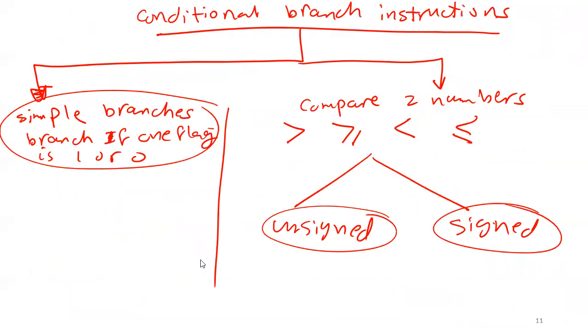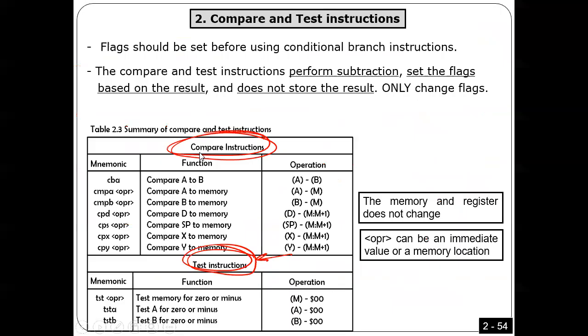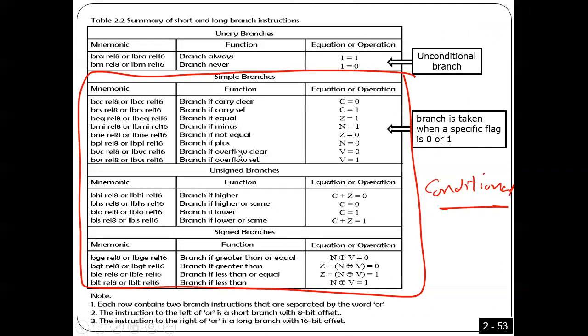Okay, guys. So this table has all the compare instructions, and also the test instruction. Now I'm going to teach the branch instructions. As you see here, we have many branch instructions, but I'm going to tell you what the difference is between them. Here for conditional, guys, we have many branch instructions. But look here, look what the difference between them is.